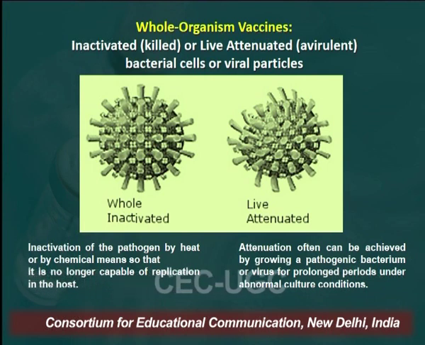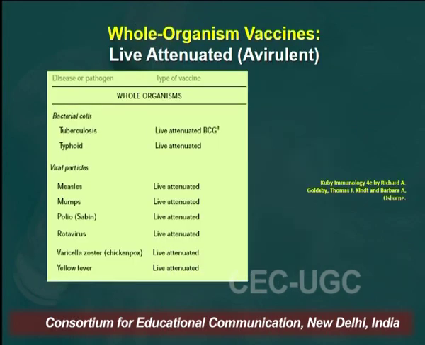Now, one of the major vaccines produced are called whole organism vaccines, which can be inactivated or killed, or live attenuated, which are called avirulent strains. We just discussed some of the live attenuated vaccines, tuberculosis and typhoid, in the last lecture. In this part of the lecture, we will take up some of the other live attenuated vaccines, which are against measles and mumps.